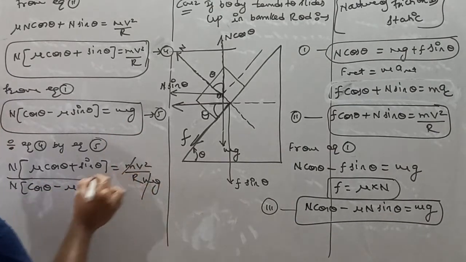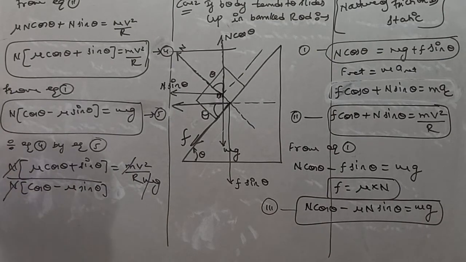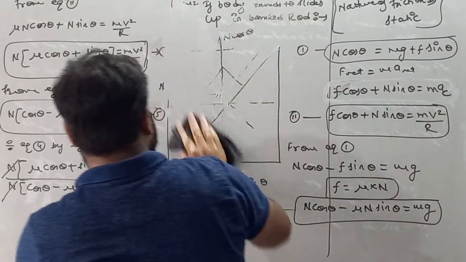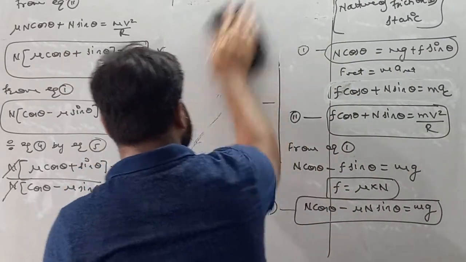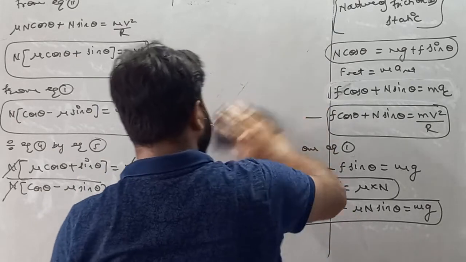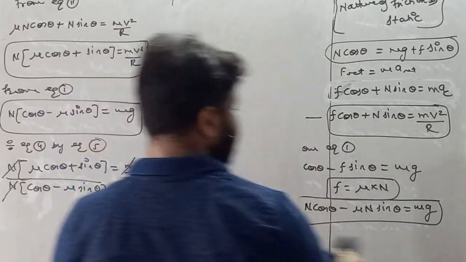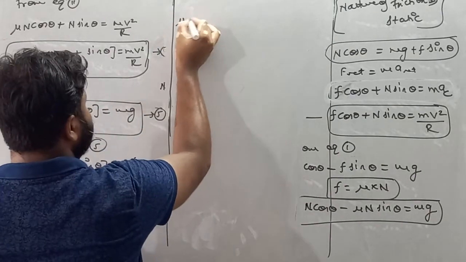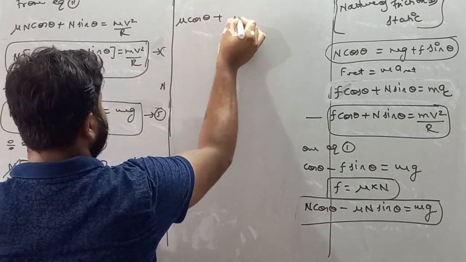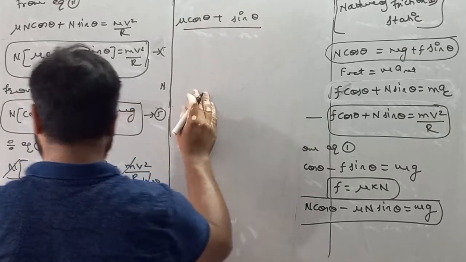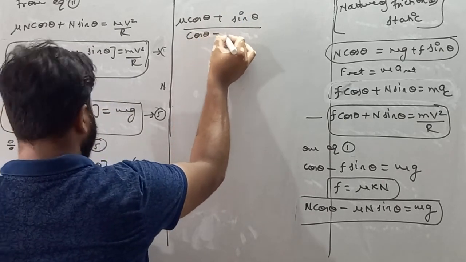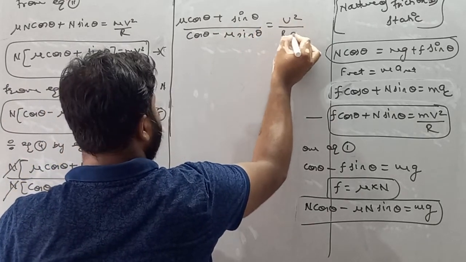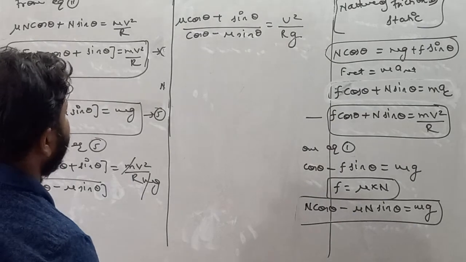So see, my dear student, m and m get cancelled, n and n again get cancelled. So what will we get? I hope you all understand. Very easy to understand, my dear student, if you are aware of the friction FBD. So see, what we'll get? mu cos theta plus sin theta divided by cos theta minus mu sin theta equals v square by rg.